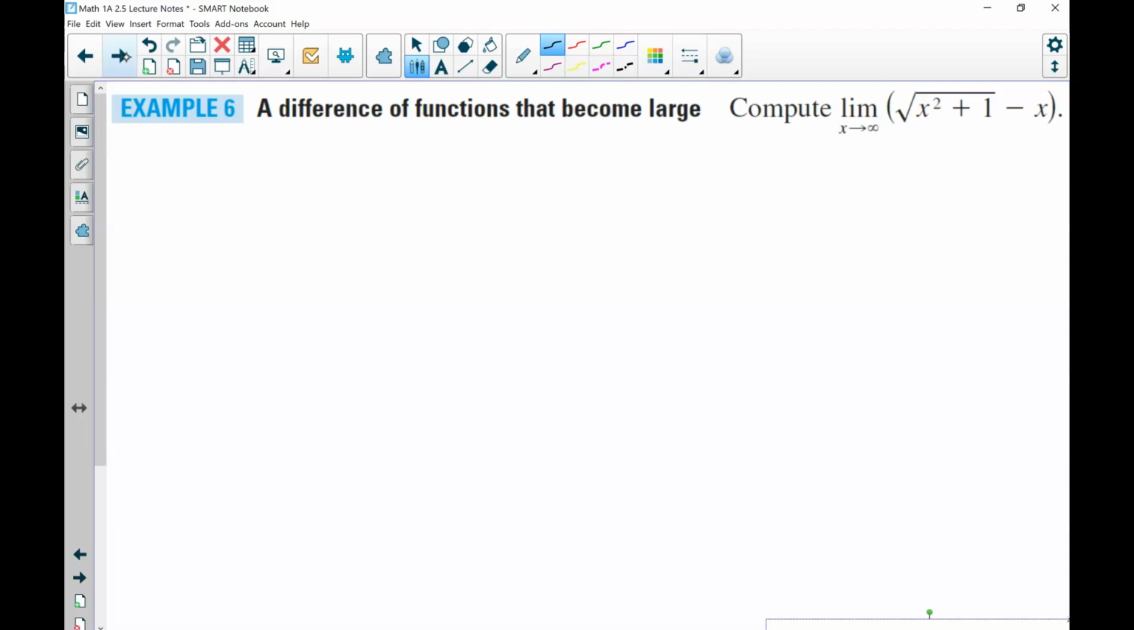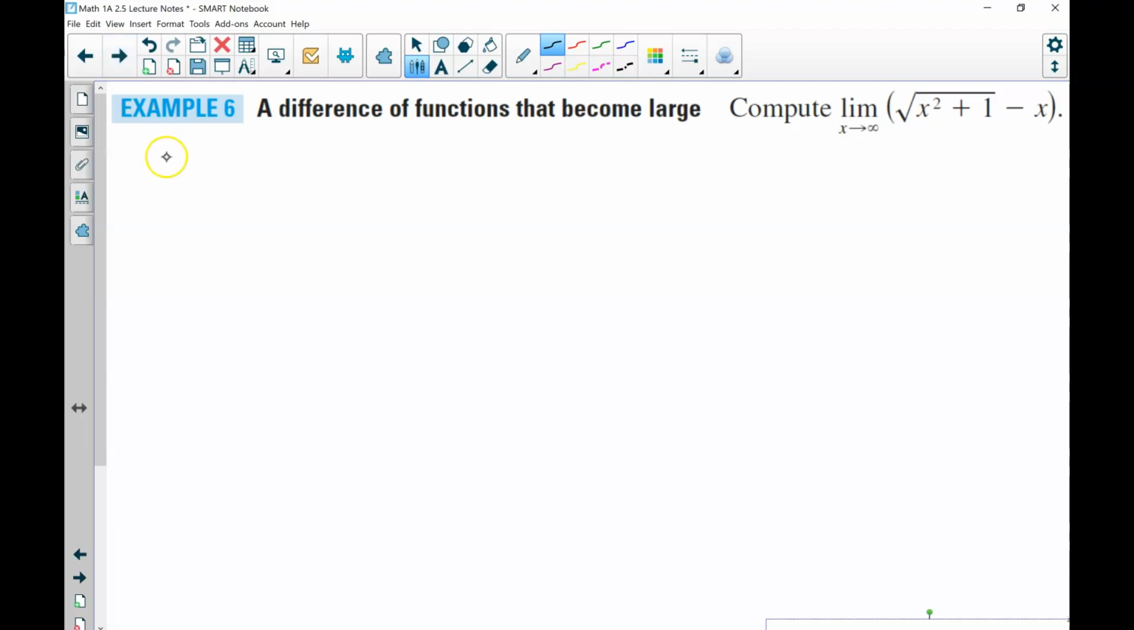Okay, let's take a look at example number 6. We want to be able to find a difference of functions that become large. We want to compute the limit as x approaches infinity of the square root of x squared plus 1 minus x.